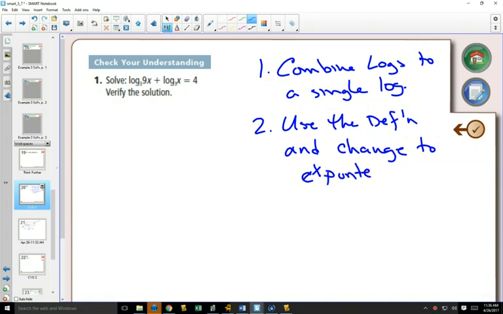Wow, I don't know what word I was trying to spell. I can't spell anything right now. Exponential form.